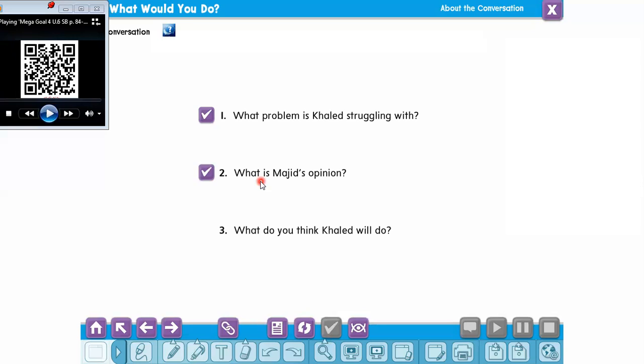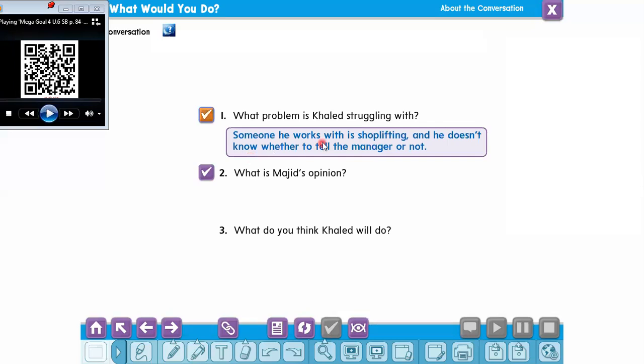Excellent, excellent. Bravo. It's right. Someone he works with is shoplifting and he doesn't know whether to tell the manager or not. He was confused, meaning should he tell him or not. Bravo, Yusuf. Thanks a lot. Now let's give the opportunity to Osama. I see Osama raised his hand again, it seems his problem is solved. Go ahead, Osama.